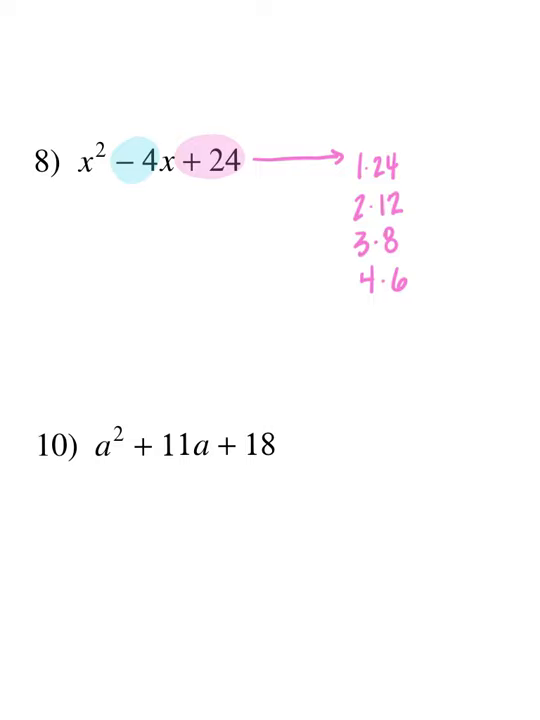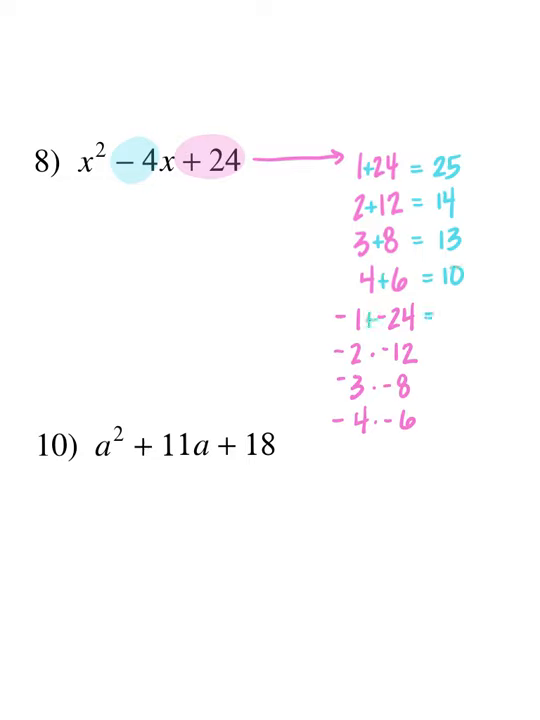Or, since it's positive, I have negative 1 times negative 24, negative 2 times negative 12, negative 3 times negative 8, and negative 4 times negative 6. Okay, so now I'm going to go back through and add. 1 plus 24 is 25. 2 plus 12 is 14. 3 plus 8 is 13. 4 plus 6 is 10.